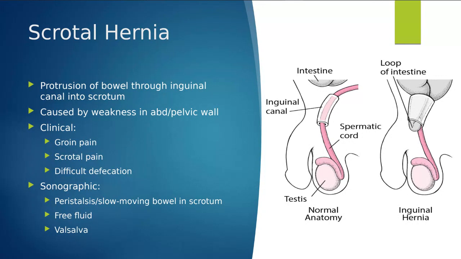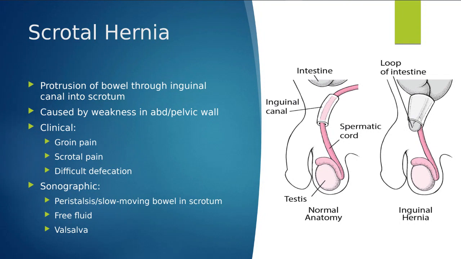And that's because if we think about it, their bowel is literally getting sucked through this little hole in the wall, and it's not allowing all of the feces to travel through properly. That's really with any type of hernia, particularly in the abdomen. If there's bowel protruding through an area that it shouldn't be protruding through, it's going to make defecation much harder for that patient. On ultrasound, we could see peristalsing and slow-moving bowel within that scrotal sac.